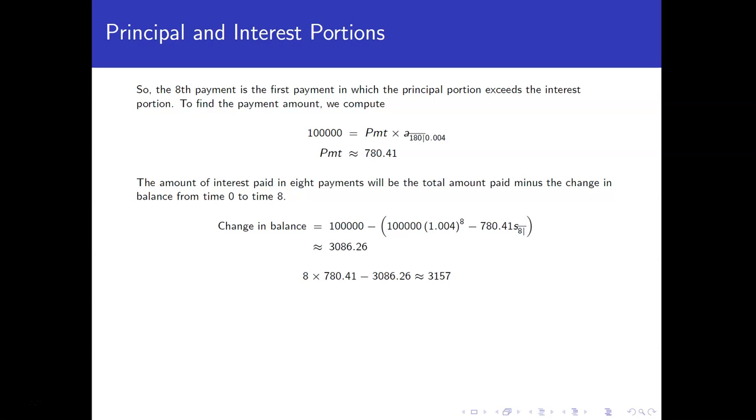Of course, you could have also just calculated the amount of interest in each payment using our amount of interest formula and added it up 8 times. You could have done it that way as well and got the same number.